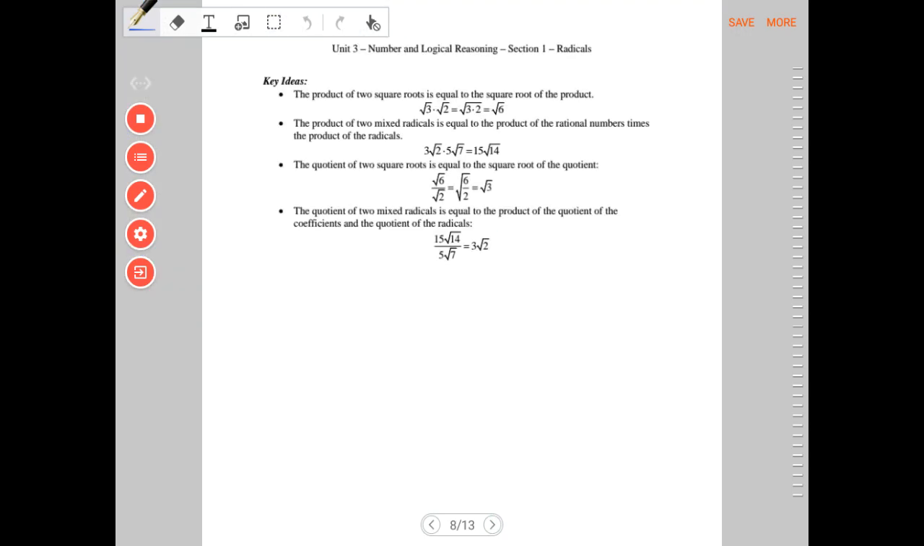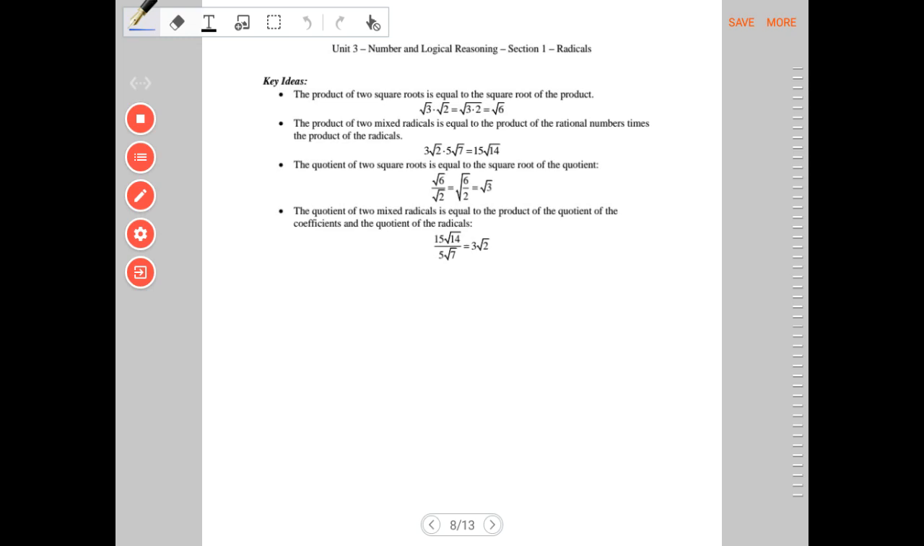A few key ideas you're going to need to remember. The product of two square roots is equal to the square root of the product. So if we go root 3 times root 2, it's equal to root 6. We just multiply the insides by the insides and the outsides by the outsides. The product of two mixed radicals is equal to the product of the rational numbers times the product of the radicals. So again, the rationals are the coefficients. So 3 times 5 is 15, and 2 times 7 is 14.